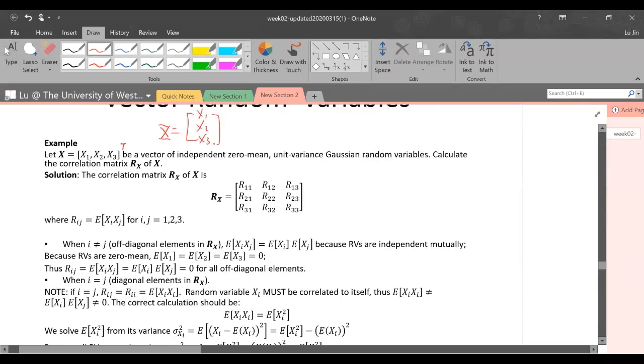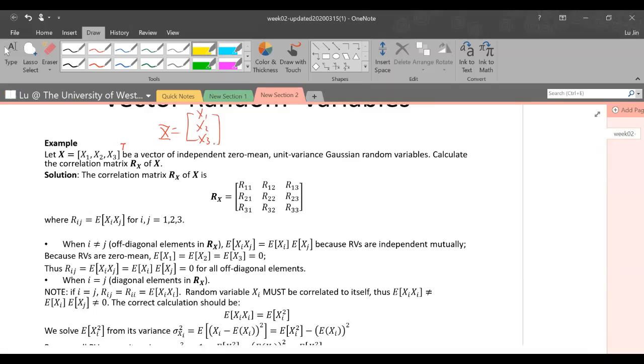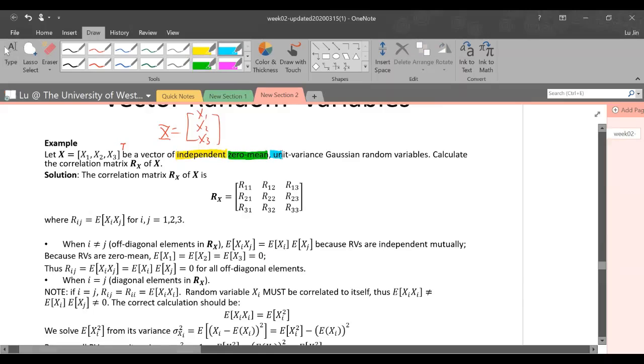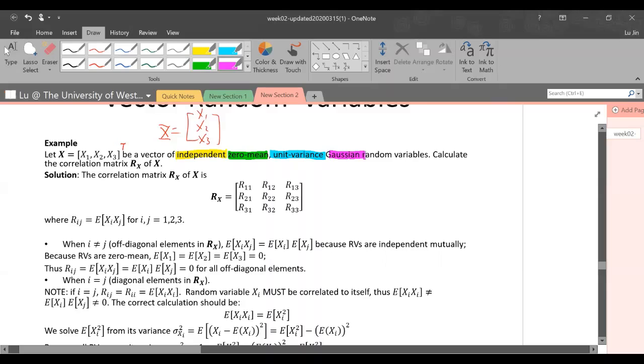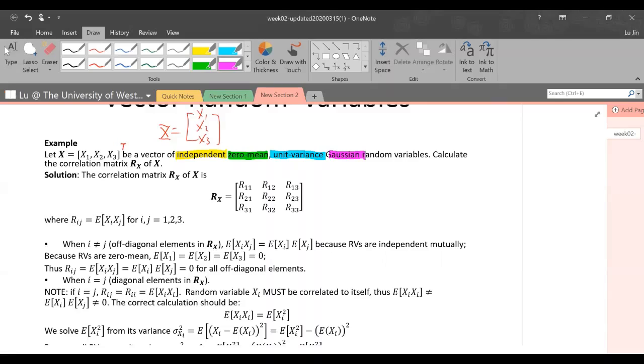This will be a vector of, be very careful with the following 4 conditions: independent, zero mean, unit variance, Gaussian random variables. These 4 conditions are very important. First of all, independent. If you say one vector is independent, that means all the random variables within this vector are independent between each other. That means between x1 and x2, no relationship. Between x2 and x3, no relationship. Between x1 and x3, also no relationship.